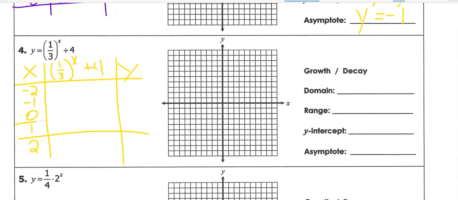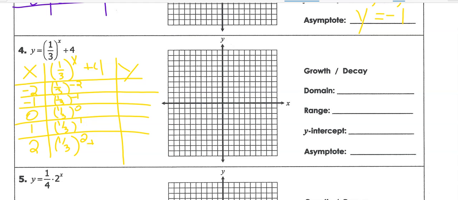These are the smallest numbers and the easiest ones to use, and they usually have values that fit. So 1/3, you write this in parentheses, and then everything's going to be raised to the -2, -1, 0, first, second power, plus 4. Here's the work you would actually do in your calculator, or the table function.